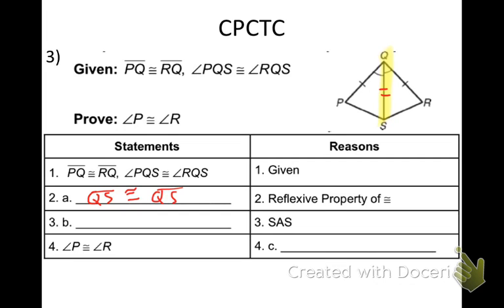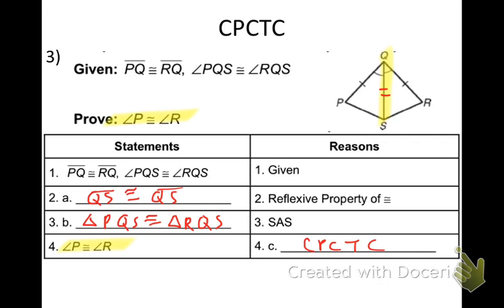So now I know that my 2 triangles are congruent. How would I state the triangle congruency, Katie? Triangle PQS is congruent to triangle RQS. And then last but not least, angle P is congruent to angle R. And what would the reasoning for that be? CPCTC. Nice job. Good work.